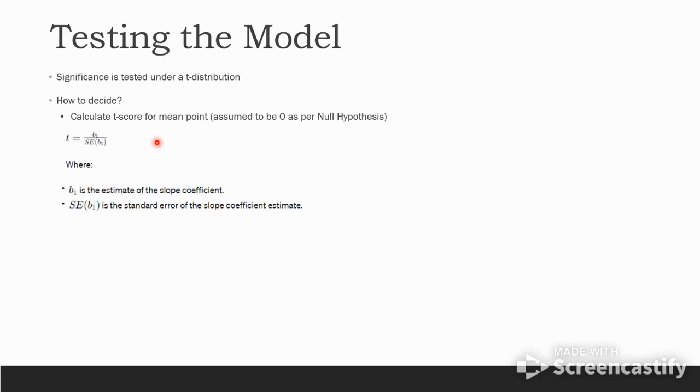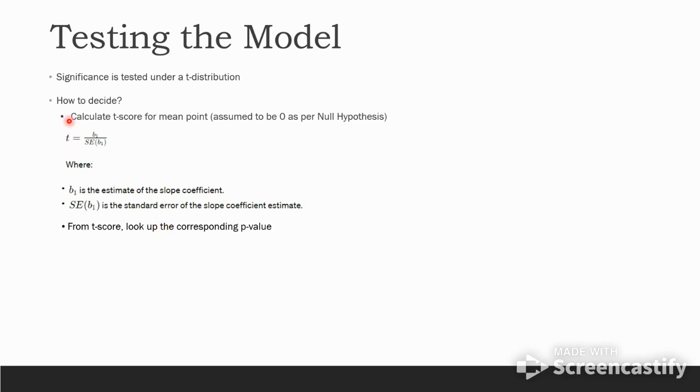So we calculate the t score for the mean point, which is assumed to be 0. As per the null hypothesis, we had assumed that beta 1 is 0. So if you remember, the formula says x minus mu by standard error. Here the mean value is 0, so mu is 0. So x1 minus mu by standard error comes out to be beta 1 by standard error of beta 1. This is the estimate of the slope coefficient and this is the standard error.